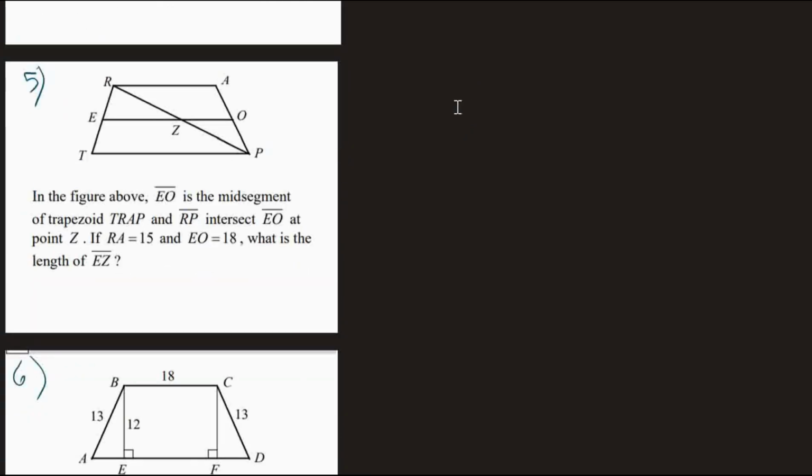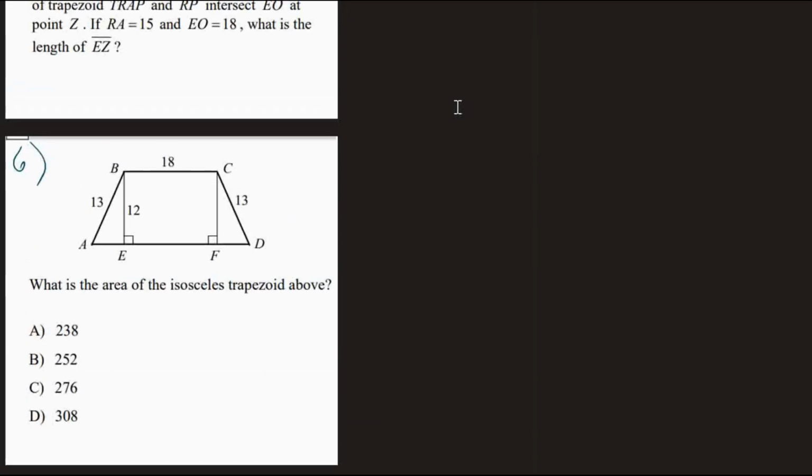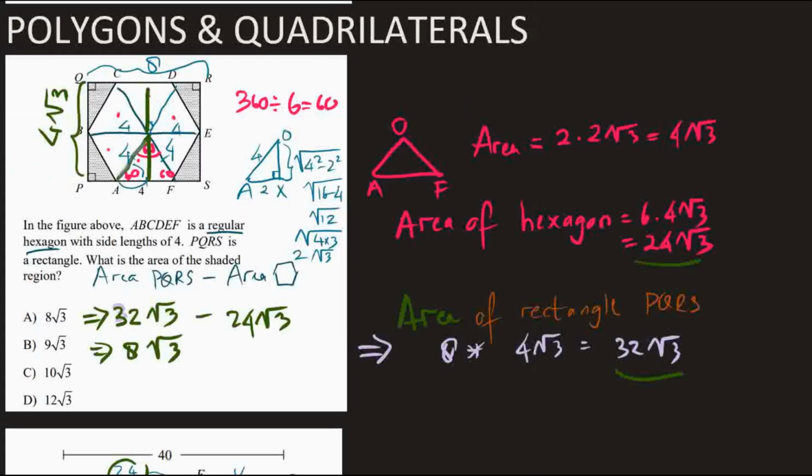And this is number 6. This is number 5 question, and this is number 6 question. So this is the 6th question for your self-practice for this topic, quadrilaterals and polygons.